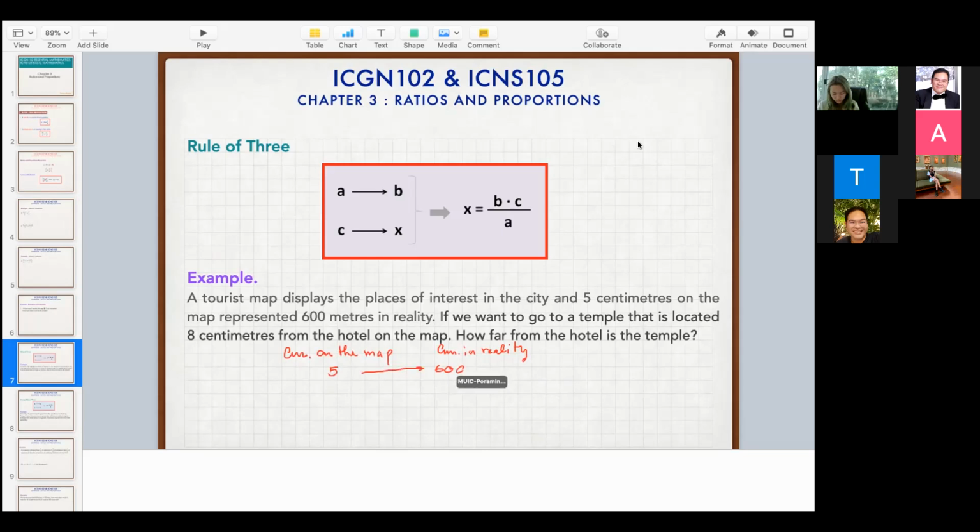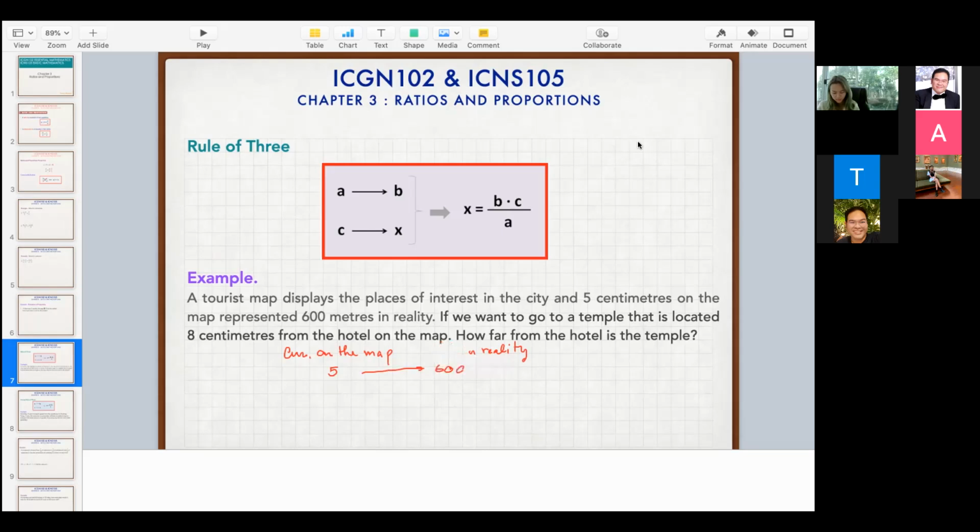Now we are forming A and B, the ratio between A and B. On the map 5, in reality 600. Make sure that they are in the same unit. I'm sorry, the reality must be meters, not centimeters anymore.